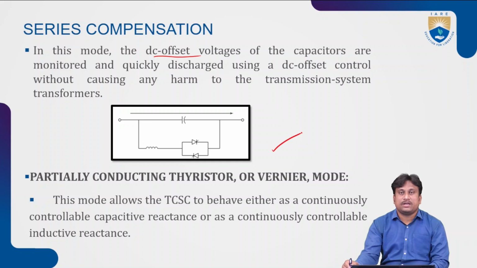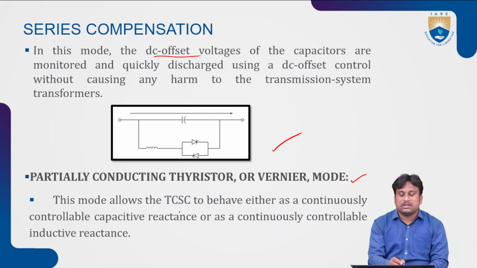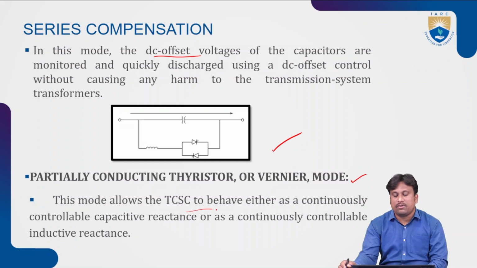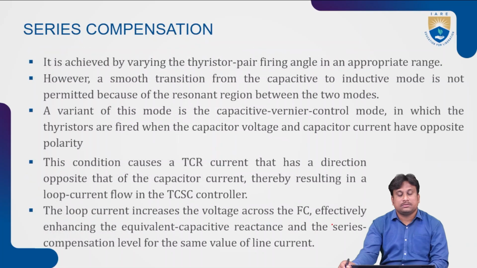Likewise, it is connected in parallel to the whole capacitor combination with the series combination of switched thyristors. What about the partially conducting thyristor or vernier mode of operation? This allows the thyristor controlled series capacitor to behave either as a continuously controllable capacitive reactance or a continuously controllable inductive reactance. It is achieved by varying the thyristor pair firing angle over the appropriate range. However, a smooth transition from capacitive to inductive mode is not permitted because the resonant region lies between the two modes.